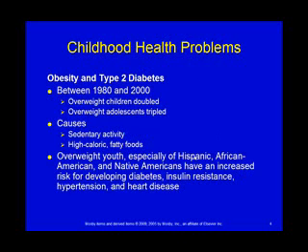What are some of the problems of childhood health? Well, obesity and type 2 diabetes are a real problem these days. Something we didn't see in the past. In fact, we called it adult onset diabetes in the past, but now we're starting to see it in children. The main reason is that between 1980 and 2000, the number of overweight children doubled, and the number of overweight adolescents tripled. Why? Well, because we have sedentary activities now. Kids sit on a couch and watch TV or play video games, where in the past they went outside and ran and played in active ways.